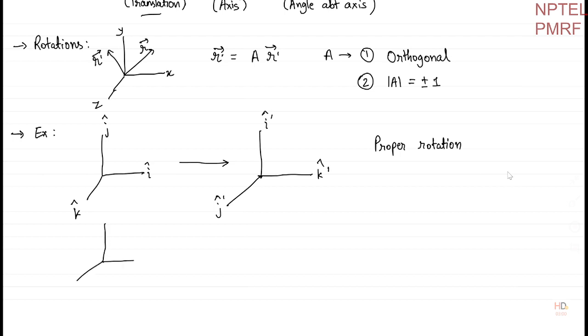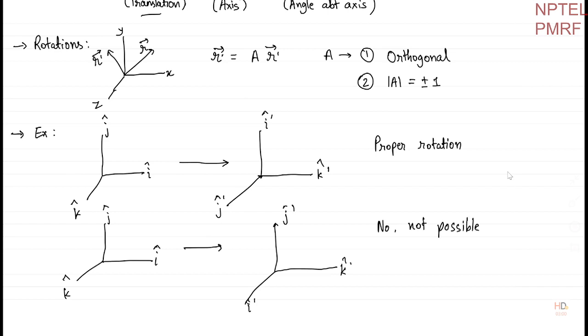Another example would be something like this. This is your i, j, and k, which goes to k. This is j. This is i prime. Now, can you do such a rotation in space? And the answer is no, not possible just by rotation. So this is an improper transformation. In both cases, the matrix that transforms initial to final is orthogonal.